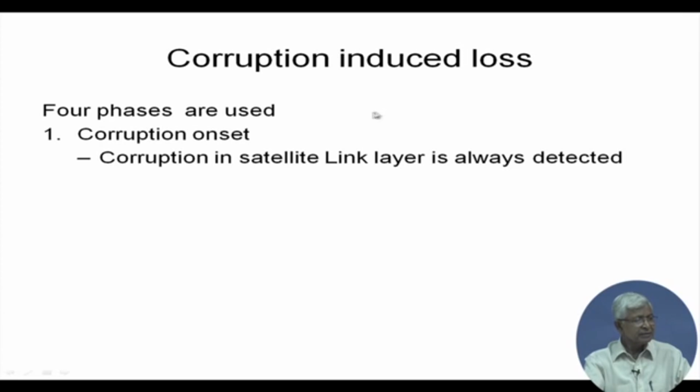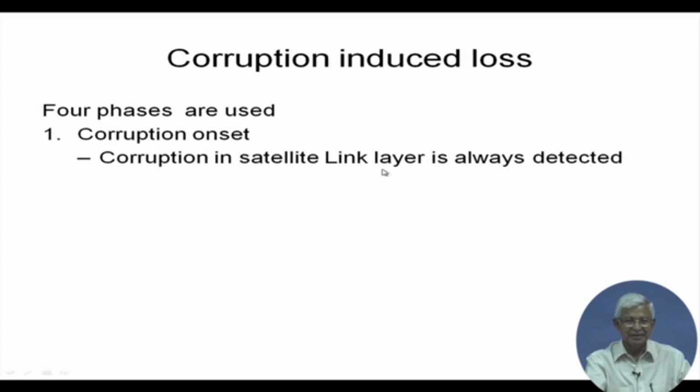Now we will discuss each of the three cases, how these four phases are used. For corruption, first the onset of the corruption has to be recognized. How can it be recognized? At the TCP level, we have seen the sender looks only at the receiver advertised window, or it tries to see whether the acknowledgement or duplicate acknowledgements are coming or not. In the case of a space link, the corruption onset can be found out from the link layer.